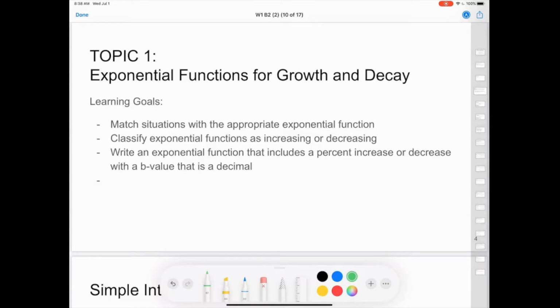So our learning goals: I want you guys to be able to match situations with the appropriate exponential function. I want you to be able to classify exponential functions as either increasing or decreasing. And then I also want you to be able to write your own exponential function to model a situation.